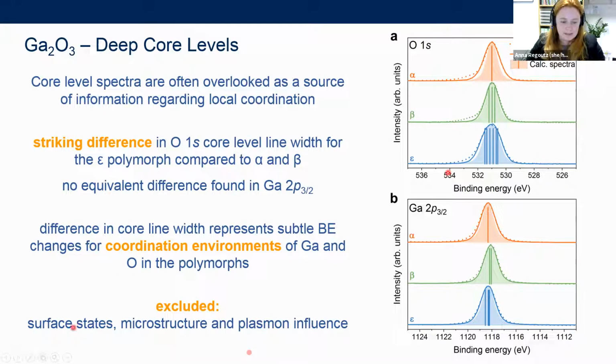As a side point, that's the last point on the slide, when we go to hard X-rays and do these comparative experiments, we can also exclude a lot of reasons for this line broadening. So we can convince ourselves that this is truly intrinsic to the material and not due to some surface states or some specific microstructure, or maybe some extra transitions, maybe plasmons, etc. So it's really useful to use combinations of soft and hard X-rays.